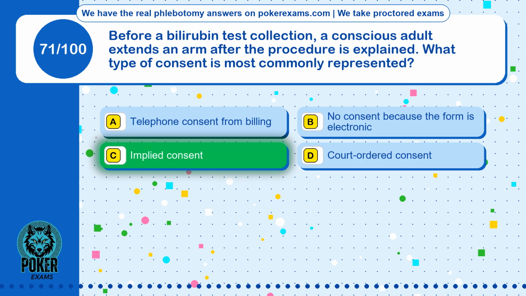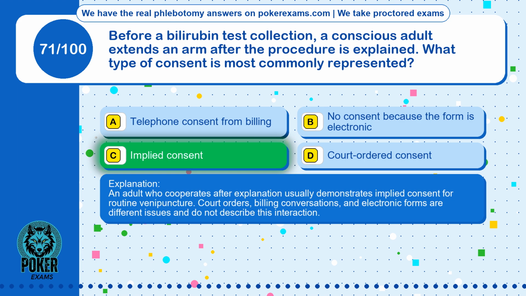The correct answer is option C, implied consent. An adult who cooperates after explanation usually demonstrates implied consent for routine venipuncture. Court orders, billing conversations, and electronic forms are different issues and do not describe this interaction.